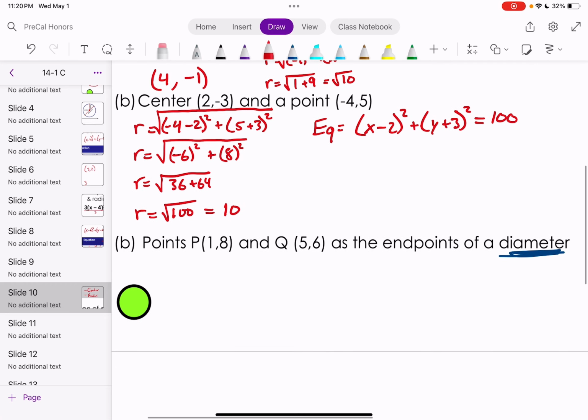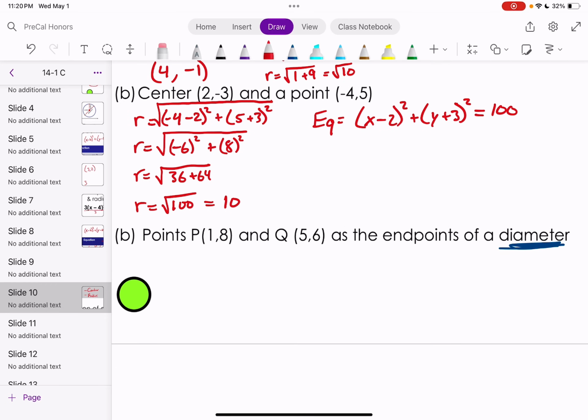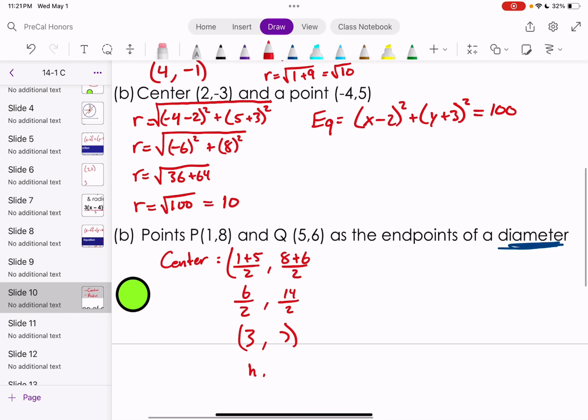Let's take a look at our last problem. Here we have 2 points, P and Q. We are looking for the center as well as the radius. The center here would be 1 plus 5 divided by 2, 6 divided by 2, which is 3. Now for the y, we have 8 plus 6 divided by 2, 14 divided by 2, which is 7. So 3, 7 would be our center, or our h and k.